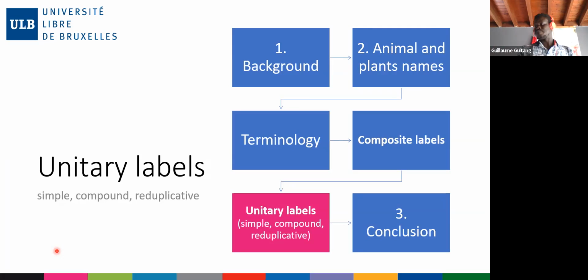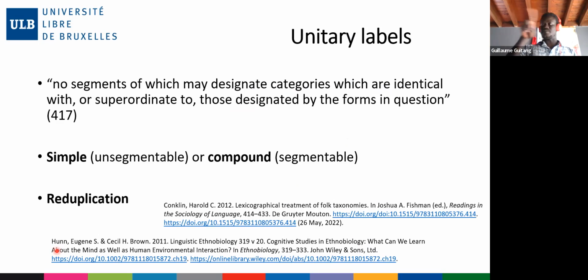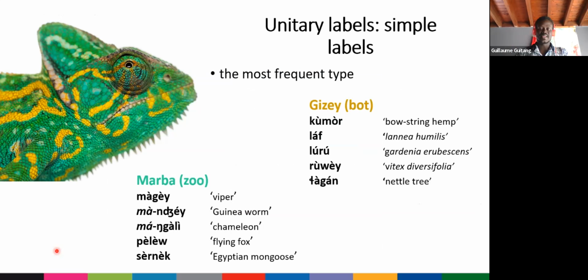So as I said in the beginning, the unitary labels are those that do not involve the kind of endocentricity that we had with the binomial ones. And as I said also in the beginning, the simple ones are unsegmentable. Then you have the compound ones that are segmentable. And then I am proposing that we specify a third category of reduplicatives, which say some different stories that need to be discussed independently.